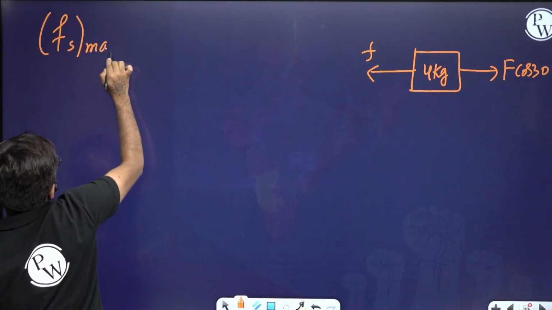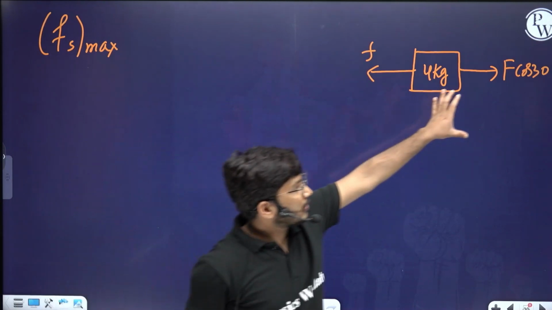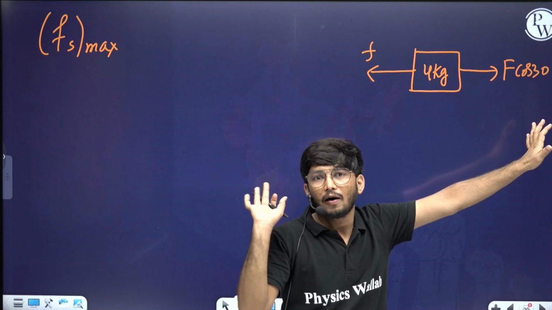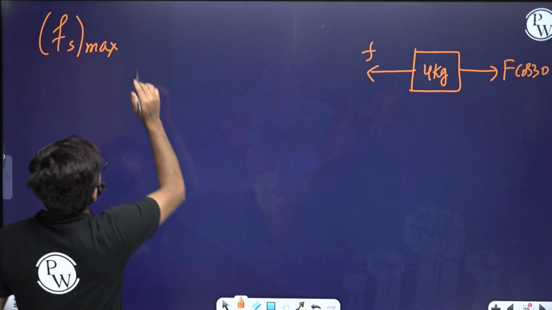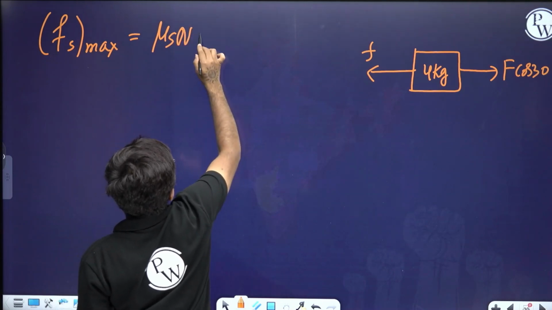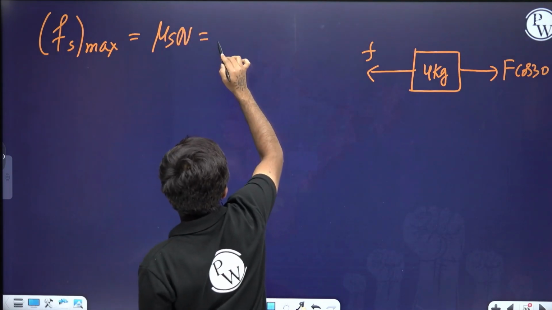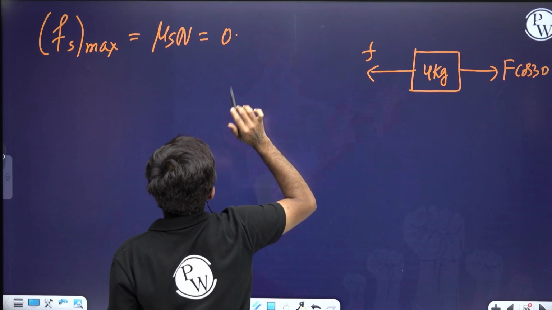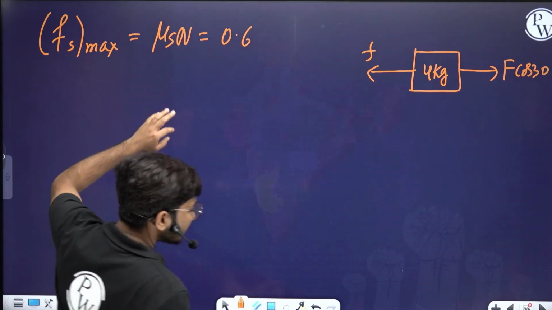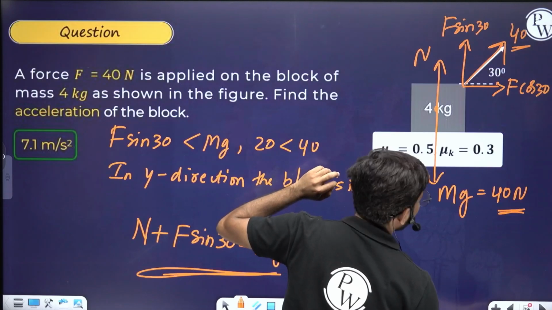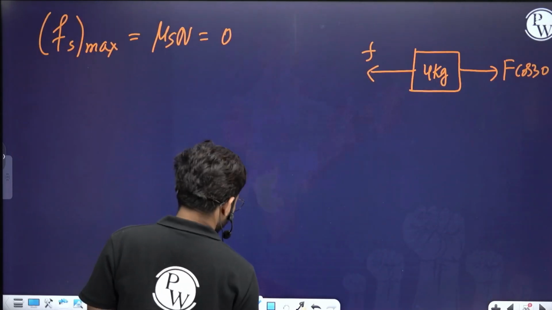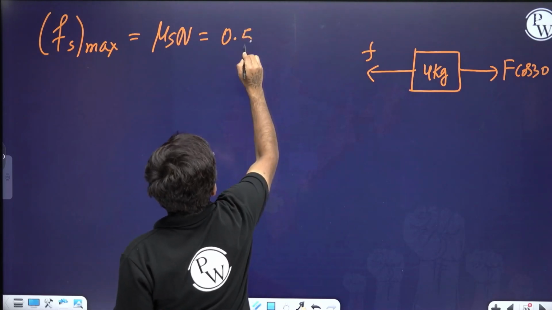So for that, we always start with calculating the Fs max value. Then only will I know whether the applied force F cos 30 in the x direction is enough to cause motion or not. For that we need Fs max. Fs max is μs into N. What is μs? μs is 0.5, correct. So Fs is 0.5 into N.